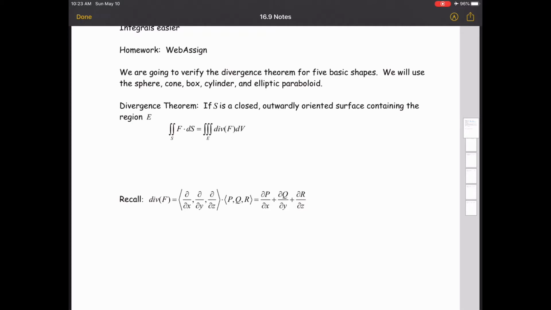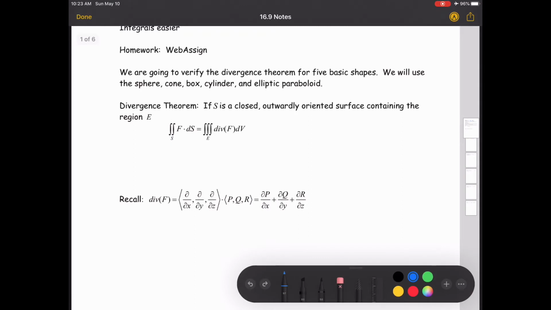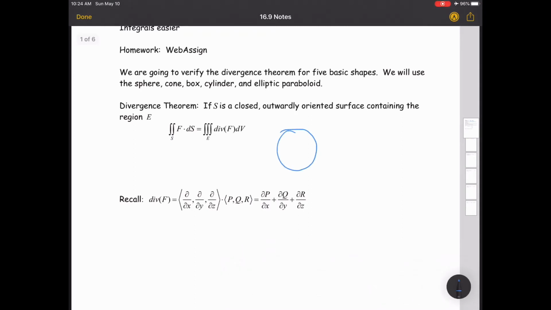So one quick example of a closed surface, and a very easy one, would be a sphere. Let me redraw that. It would be a sphere. Okay, a little bit better. And a sphere is obviously completely closed. And what we would normally have had to do to find the flux of this sphere would be to take the double integral over S, over the surface, of our force vector dotted with our normal vector dS.